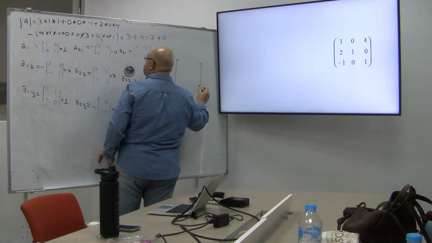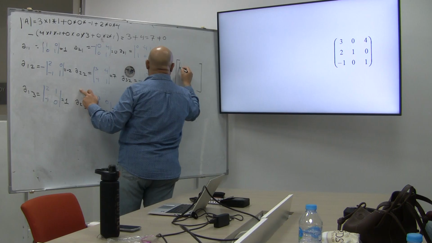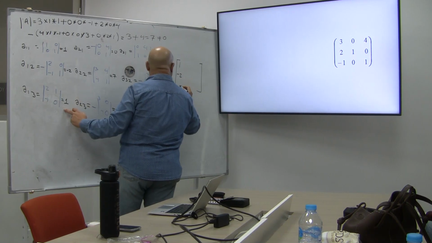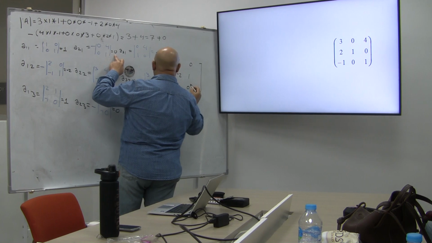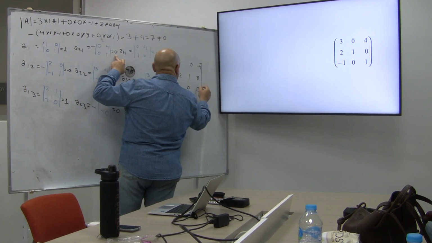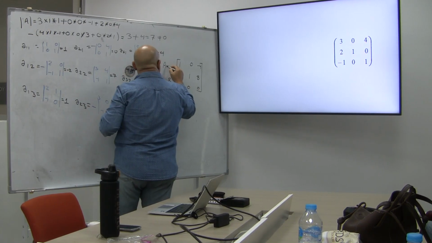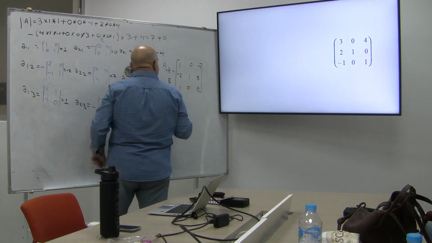Gather these numbers. So these numbers are 1, negative 2, and 1. Then 0, 1, and 0. Then finally we will have negative 4, 8, and 0. That's the A adjoint matrix.